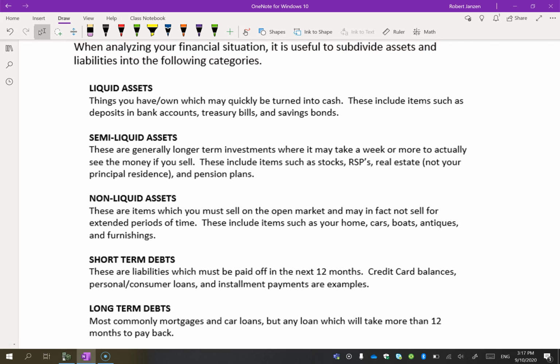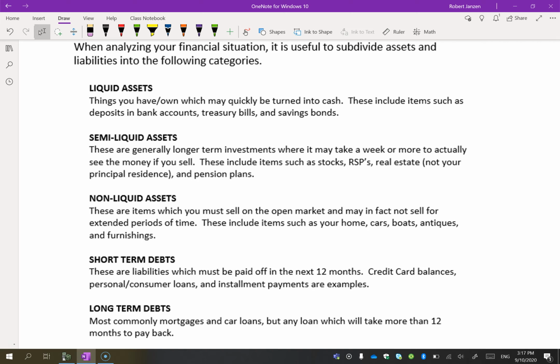Assets. Assets are things that you own. If they are liquid, they can be turned quickly into cash. Okay, things like money in a bank account. All right. Semi-liquid assets are things that you could get money for, but might take a little longer. Okay, if you look at some examples there, stocks, RSPs, that's a retirement savings plan. Some real estate, maybe a cottage, not where you live, because that's going to take a lot more planning. And pension plans. Non-liquid assets are items which you sell in the open market and may not in fact sell for a long time. Okay, things like homes, cars, boats. It might take you a while to get rid of some of those things.